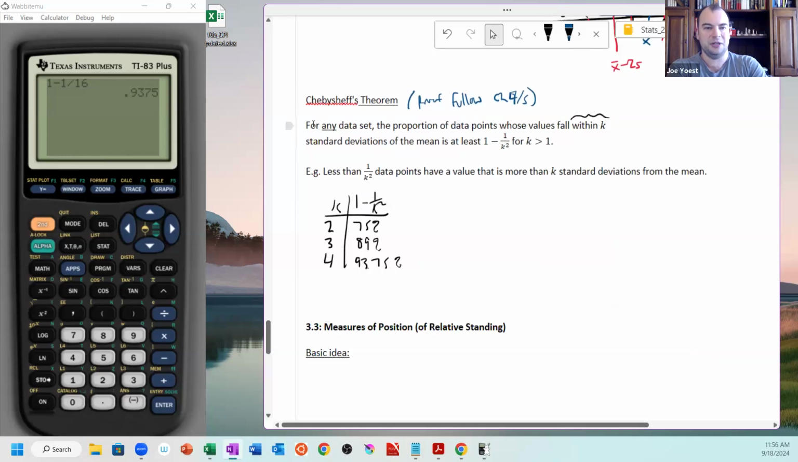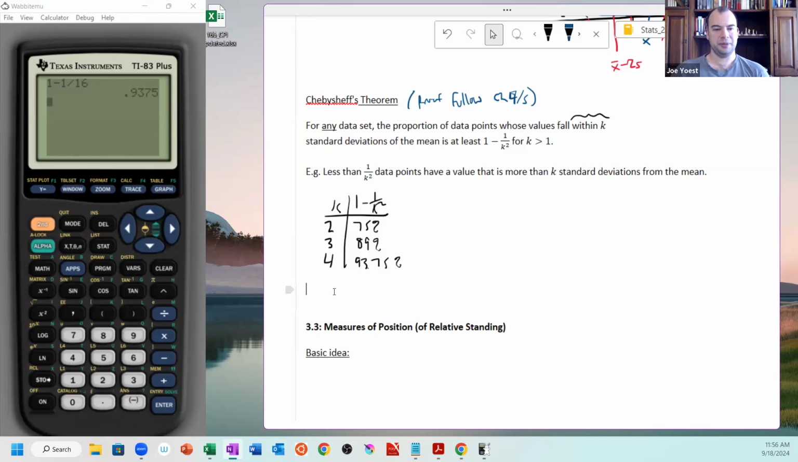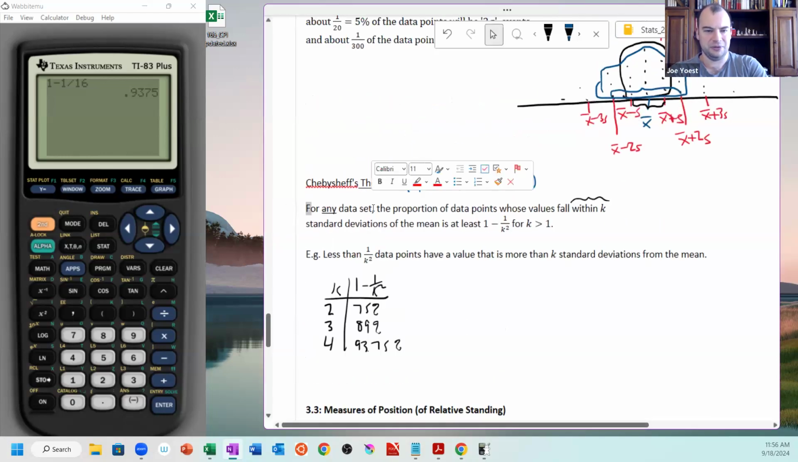But not every data set is bell-shaped. In fact, some data sets can be shaped in a way that you approach these numbers. So Chebyshev's theorem is a guarantee for any data set, and because of that fact, it serves as the basis for some of the other theorems that are more immediately practically applicable that we'll talk about. And that's because it holds for any data set.